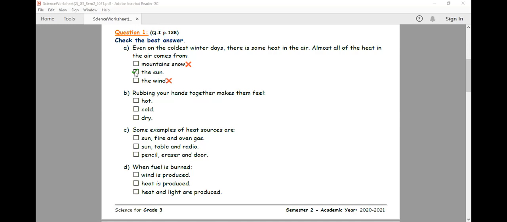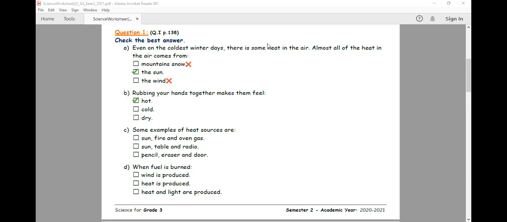Celine. Rubbing your hands together makes them feel how? Mute, mute, mute. It has to be hot. Bravo, ya Celine. When we rub our hands together, they feel hot.